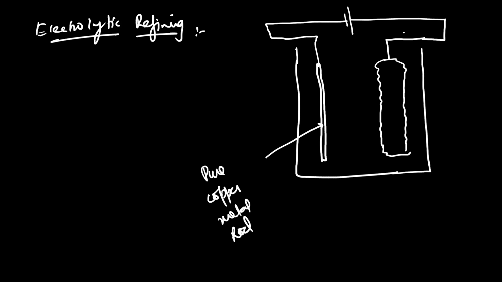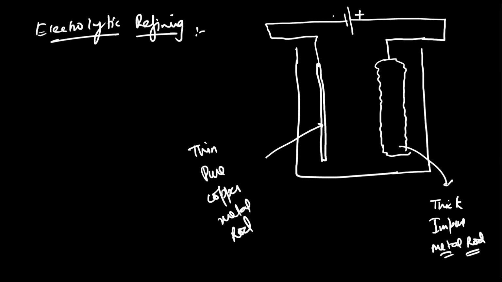So what we are doing here is electrolytic refining. For example, if we are purifying copper, then we are going to have a thin pure copper metal rod, and the thick impure metal rod here. You understood, dear students? And the impure one is connected with the anode and the pure one is connected with the cathode.